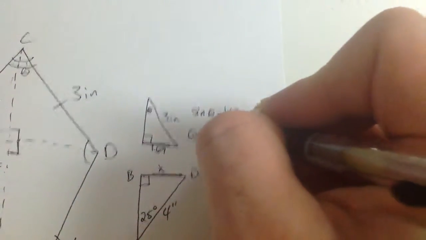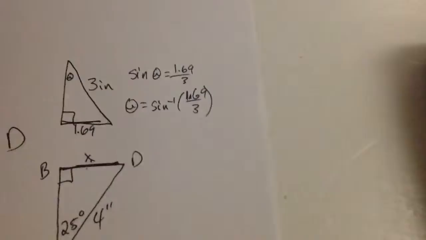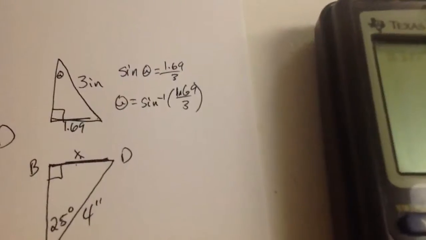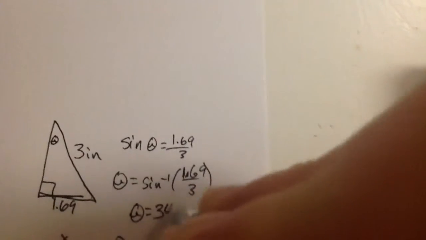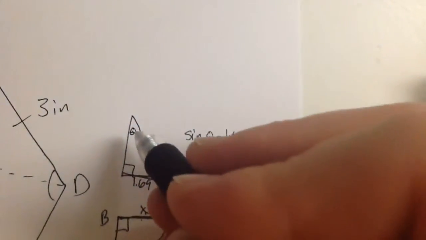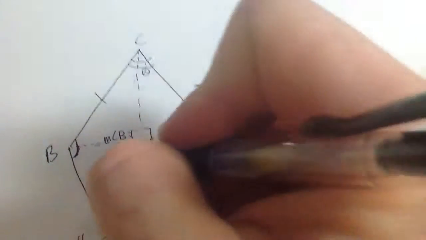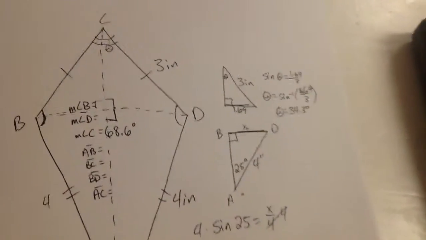of 1.69 over 3. It's hard to write when the paper's moving. Type that in, inverse sine, and it's 34.29 degrees, or we'll say, let's round it up, 34.3 degrees. So that's here. So if that is 34.3, then angle C is just double that, so 34.3 times 2 would be 68.6 degrees. So I finally got one angle.